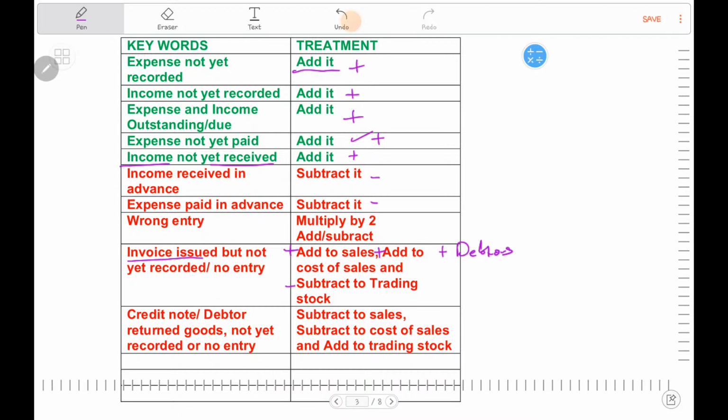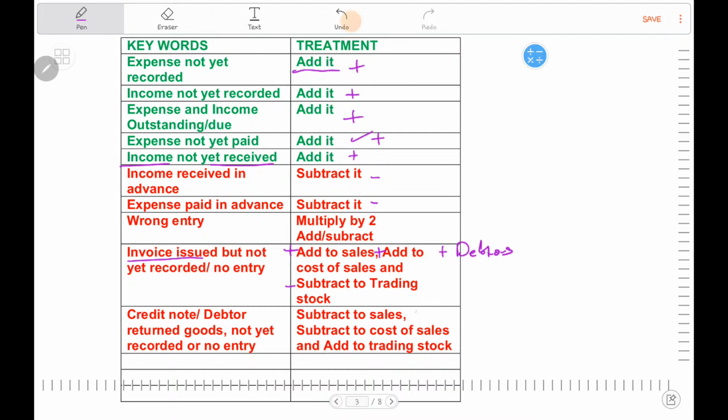Then what about the credit note? Credit note simply means that goods were returned, to put it in a simple manner. If maybe a debtor returns unwanted goods, then it means that we are going to issue out a credit note. Now, if a credit note was never recorded, how are we going to record this one? So this one, we're going to treat it as if it's the debtor's allowance under sales, because it is indeed debtor's allowance, meaning that we are first going to subtract from what?